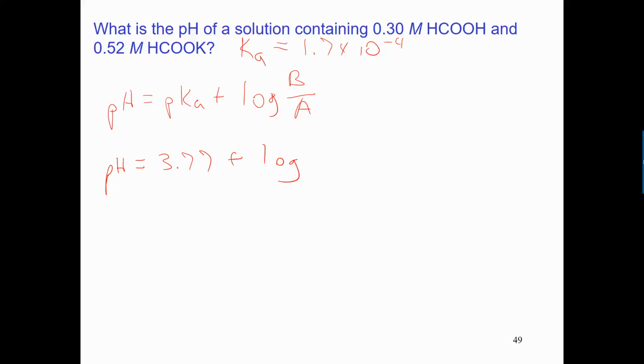Okay, so what number goes on top? 0.52 divided by 0.30. Why is it the base? Because it has less hydrogens. Okay, so the thing that has less hydrogens is the base. The thing with more hydrogens is the acid. That's how you can identify which one's the base and which one's the acid.